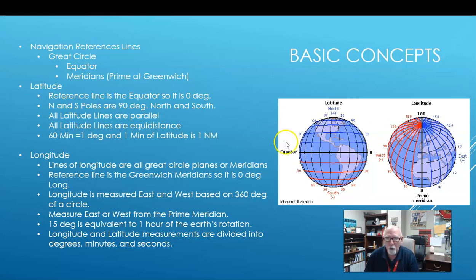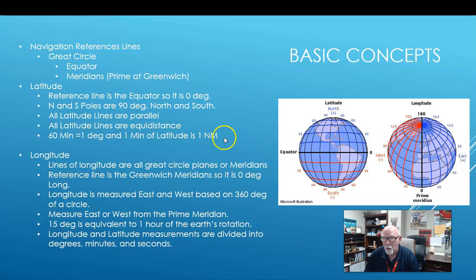Latitude, again, the reference line is at the equator, and that's 0 degrees. And you go north and south 90 degrees. It's basically a right angle from the center of the Earth. That's why it's 90 degrees. All latitude lines are parallel, and they're equidistant. This means the distances between them are equal. 60 minutes is equal to 1 degree, and 1 minute of latitude is 1 nautical mile.